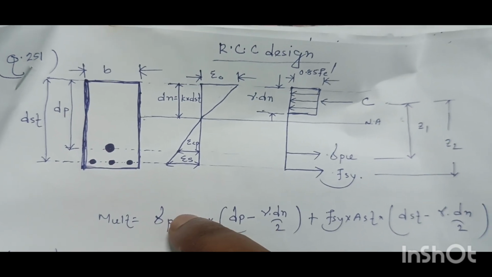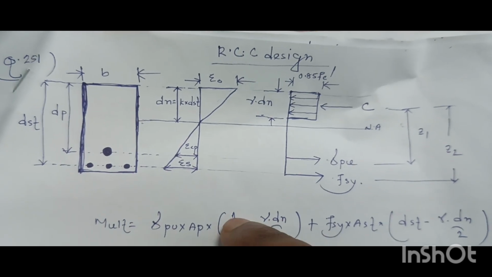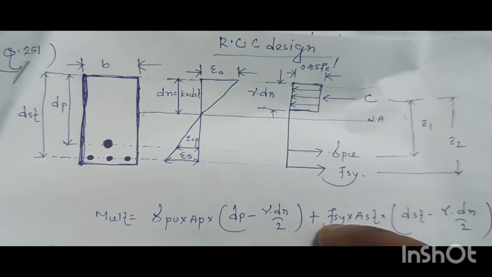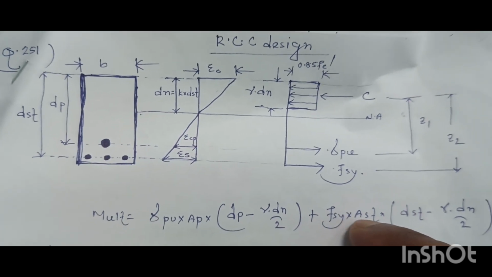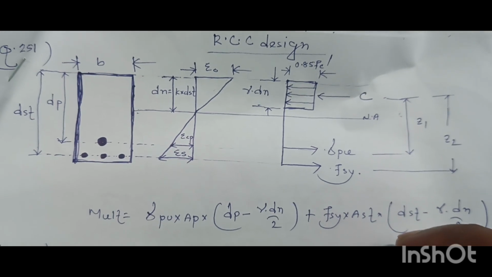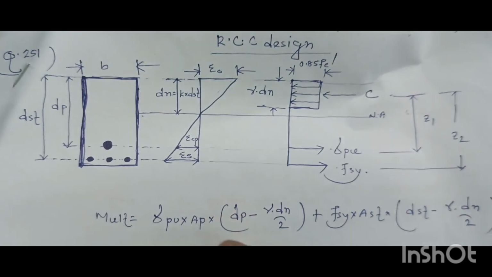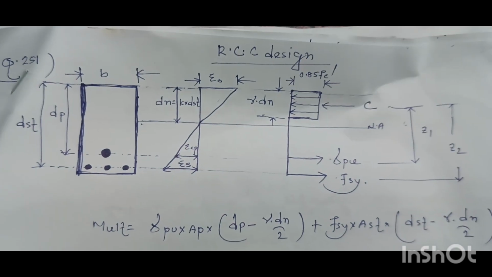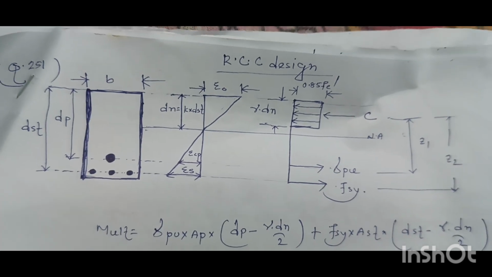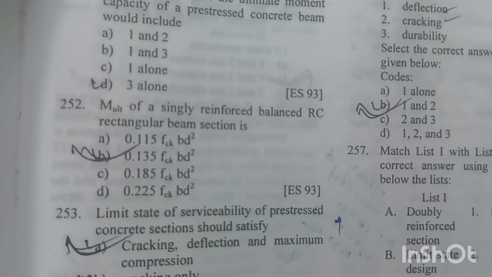Sigma pu is the pre-stress force, and the lever arm depth z1 will be dp minus gamma into dn by 2, plus the moment by the tensile steel will be FSY, force into AST, area of tensile steel, into the lever arm Z2 will be DST minus gamma into dn by 2. Okay, so clearly we can say the moment capacity of the pre-stressed beam is dependent on the depth of the cable, that is DP. Option D is right answer, 3 alone.